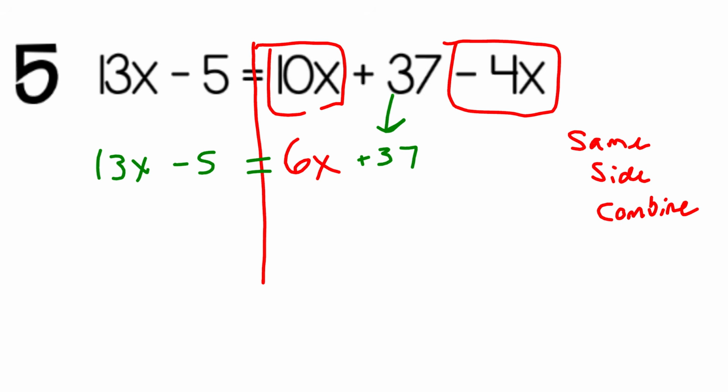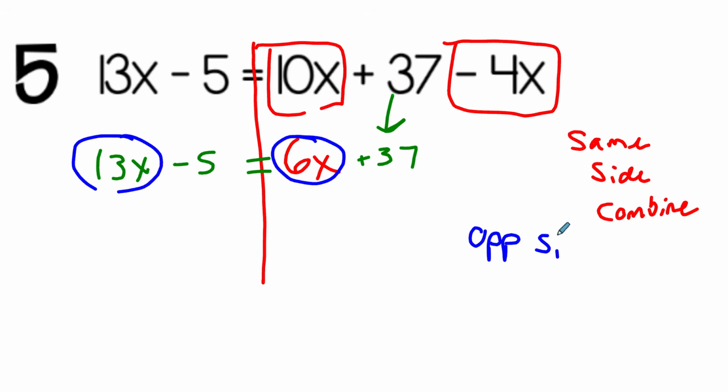So now I'm going to do the simplify check again. I still don't have any parentheses or like terms on my left side. I don't have any parentheses or like terms on my right side. So I'm going to look at the entire problem. I have like terms that are on opposite sides. And when you have opposite sides, we're going to do the inverse. Same side combine, opposite side inverse.